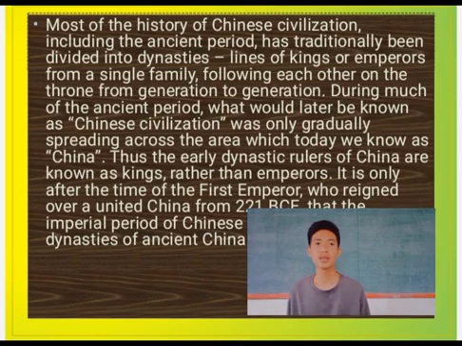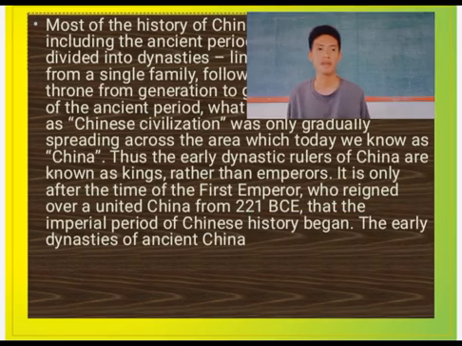During much of the ancient period, what would later be known as Chinese civilization was only gradually spreading across the area which today we know as China. Thus, the early dynastic rulers of China are known as kings rather than emperors. It is only after the time of the first emperor, who reigned over a united China from 221 BCE, that the imperial period of Chinese history began, after the early dynasties of ancient China.